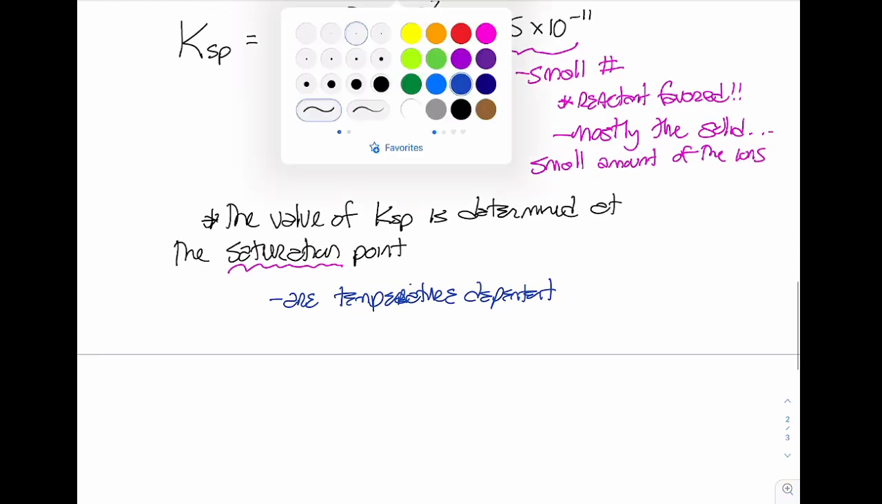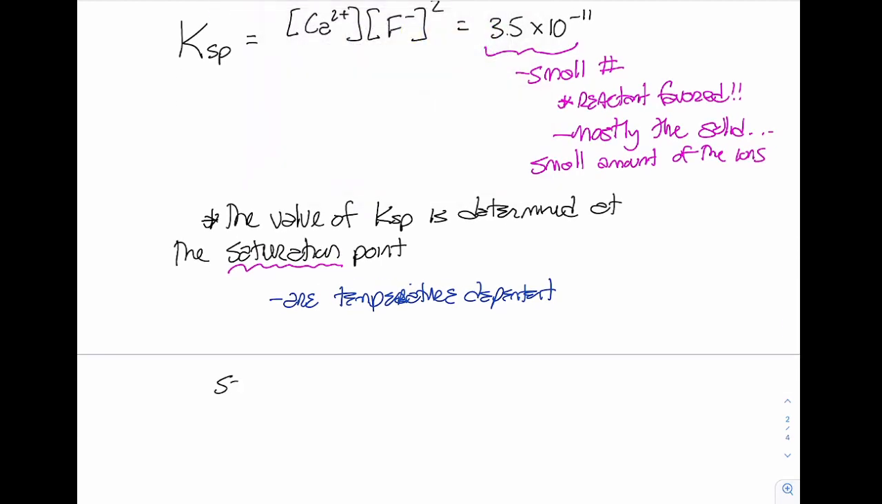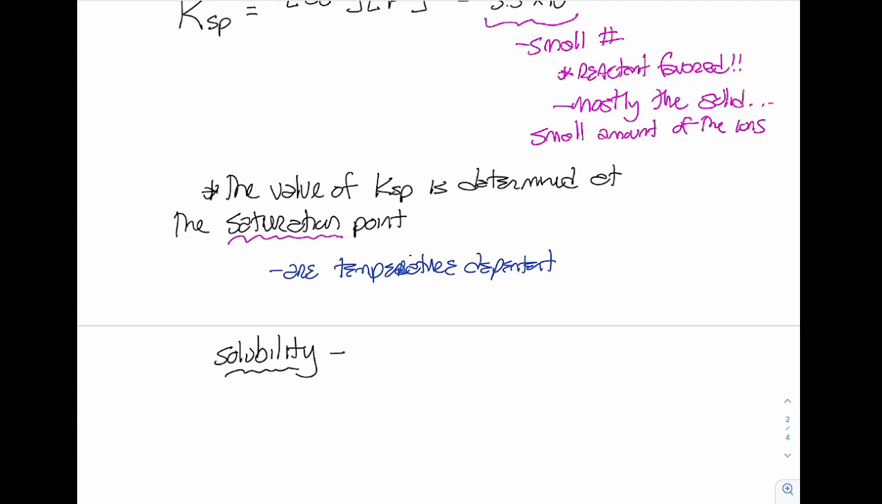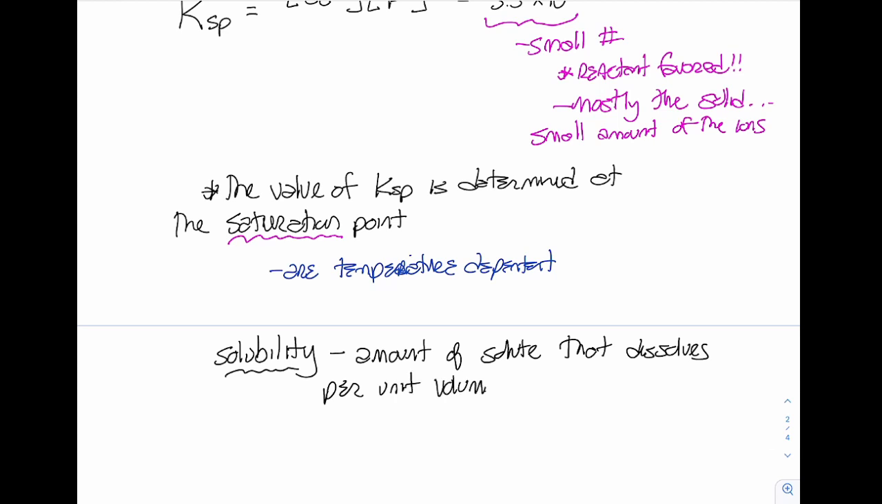And we should actually take this minute to define solubility, because we're going to need that too. We're going to actually calculate solubilities and use solubility to calculate our values for Ksp and so on. So if I talk about the solubility of something, we're actually talking about the amount of dissolved solute. So the amount of, let's just say, solute that dissolves per unit volume of saturated solution.